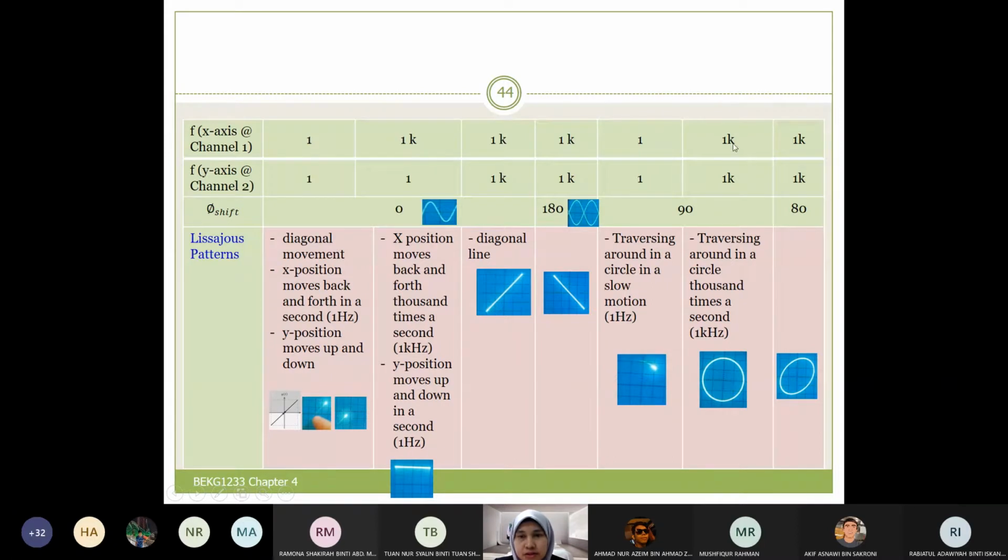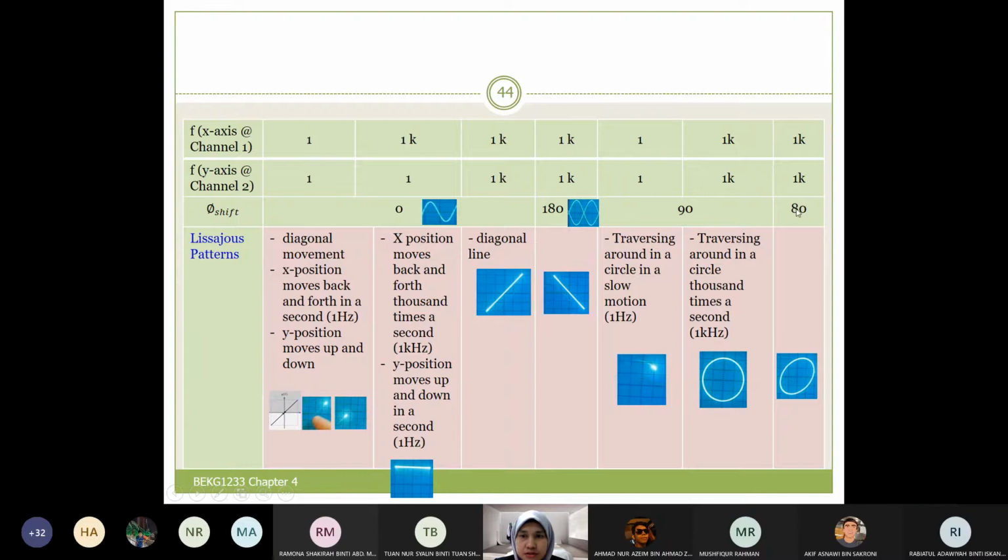But if both frequencies are 1K, it traverses around the circle 1,000 times in a second. Because it is too fast, we see a static circle on the screen. Then if we vary the phase shift to 80, 70, and so on, the circle will be like this.